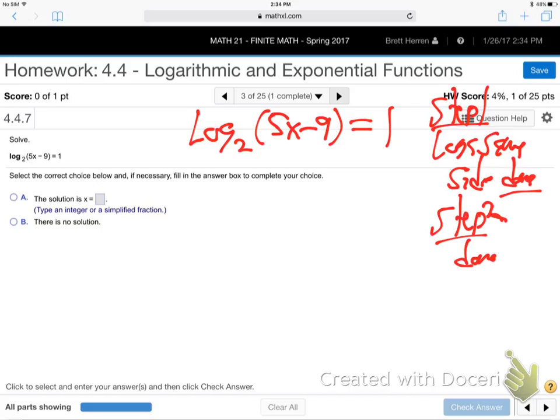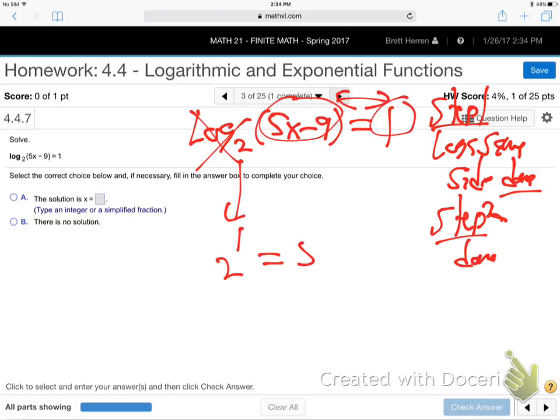So we've only got 1 log, so just lose him right away. What happens when I lose the log? Base stays the base, the other 2 switch, which means the whole 5x minus 9 and the 1 switch. Instead of 2 to the 5x minus 9, it's 2 to the 1. 5x minus 9 goes over there. No more log, right? That's what it's all about. These log equations are all about losing the log.